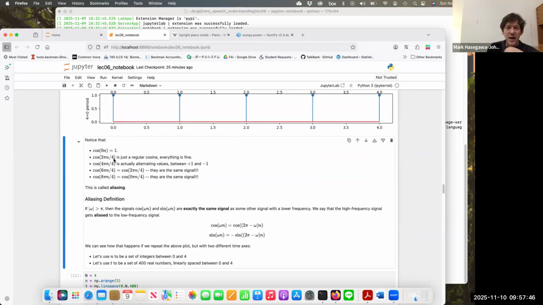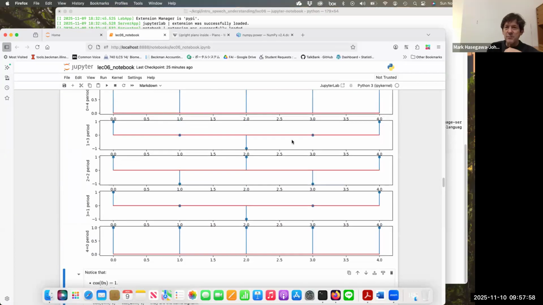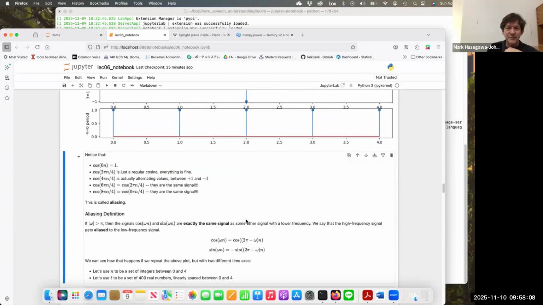The cosine of 2 pi n over 4 is a regular cosine. The cosine of 6 pi n over 4 is actually the same thing as the cosine of 2 pi n over 4, right? 1 complete period in 4 samples is the same thing as 3 complete periods in 4 samples because all we have are these dots. We don't have the values that come in between.